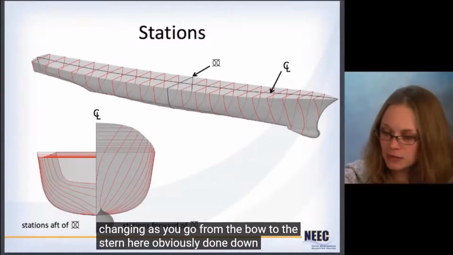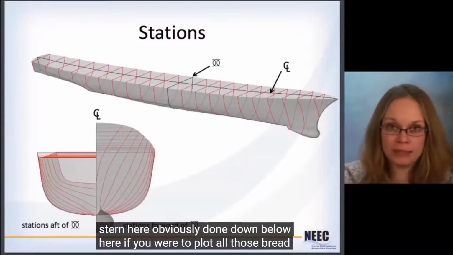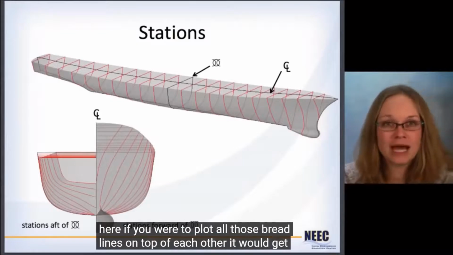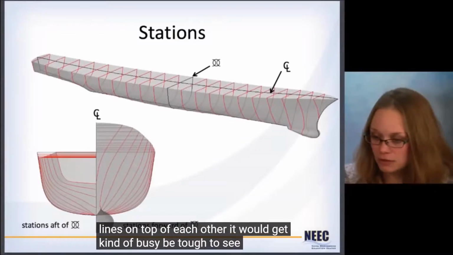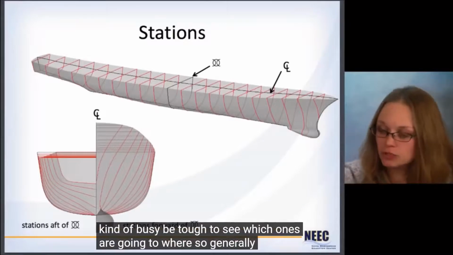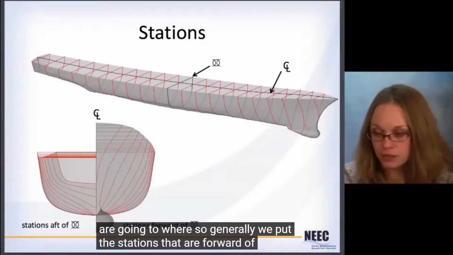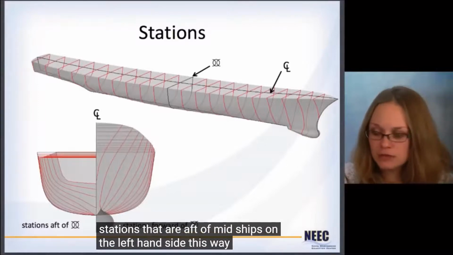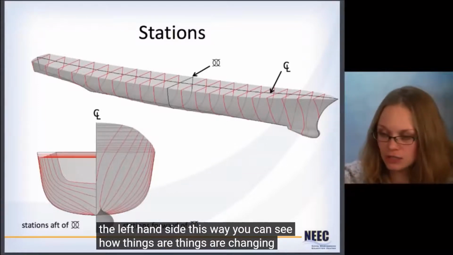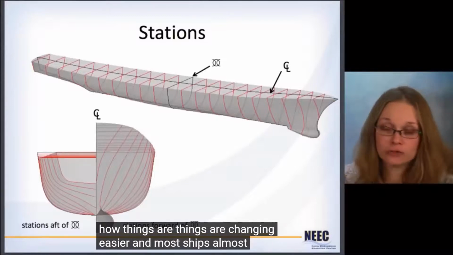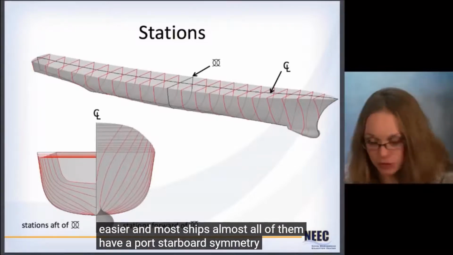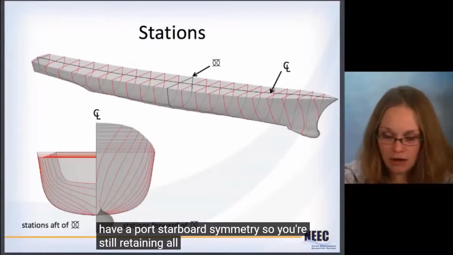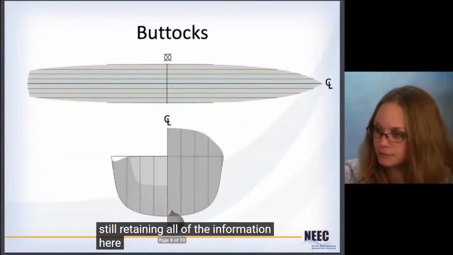Here, you can see down below, if you were to plot all those red lines on top of each other, it would get kind of busy, and be tough to see which ones are going where. So generally we put the stations that are forward of midships on the right hand side and stations that are aft of midships on the left hand side. This way you can see how things are changing easier. And most ships, almost all of them, have a port starboard symmetry, so you're still retaining all of the information here.